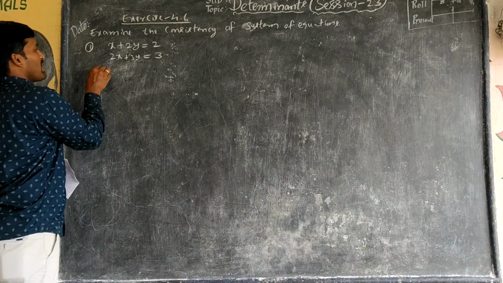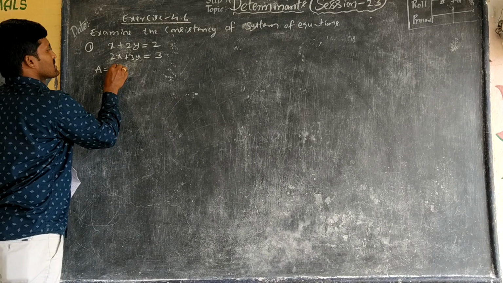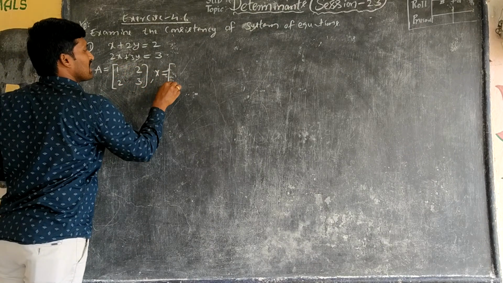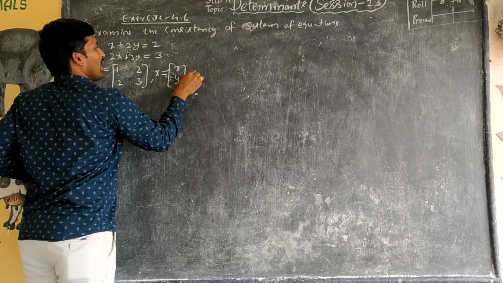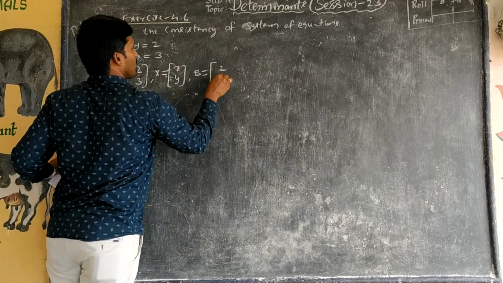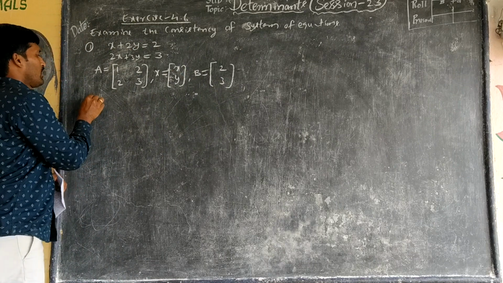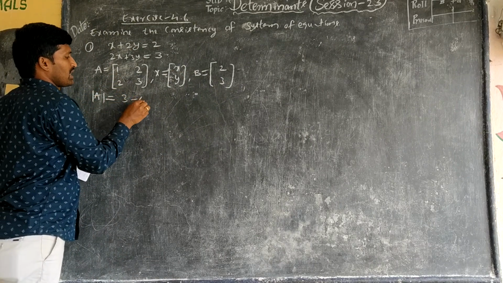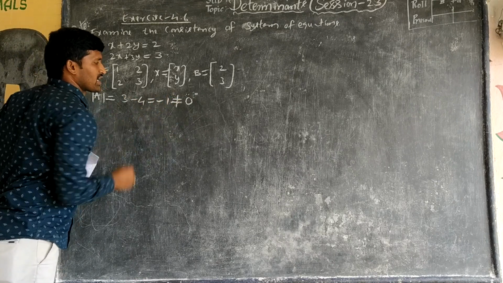For this, first write the A matrix. What is the A matrix? 1, 2, 2, 3. What is the X matrix here? Only x and y. And what is the B matrix? Column matrix 2, 3. Now first of all find the A value. That A value, what do you get? 3 minus 4, that is minus 1. Clearly it is not equal to 0.